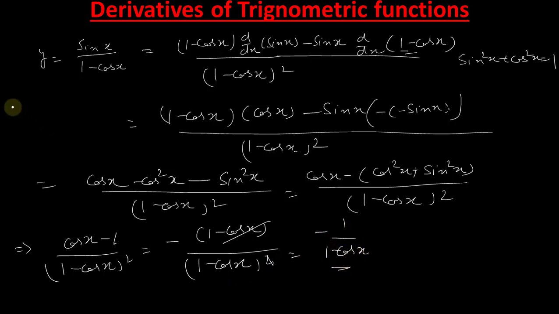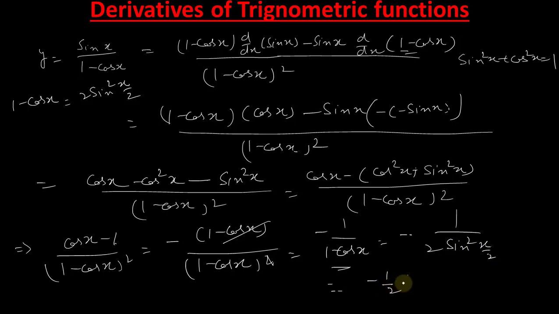Now for 1 minus cos x, we have a trigonometric relation: 1 minus cos x is 2 sin square x by 2, so it is minus 1 by 2 sin square x by 2, and 1 by sin square x by 2 is cosecant square x by 2, so minus half cosecant square x by 2 is the answer. Even if you stop here, the derivative was finished, we just simplified it. So its answer is minus half cosecant square x by 2. So these are quite easy examples.